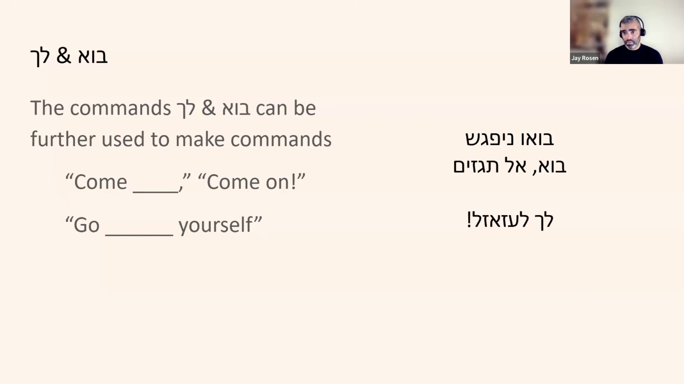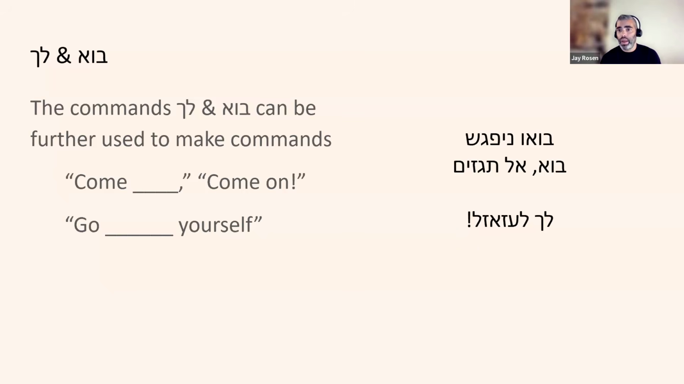Bo na, come here. Or lech, get out of here, go, exclamation points, right? Bo nipagesh, come, let's meet, right? That's the very formal way to translate it. And this gets around what we've been talking about up until our last two examples, right?